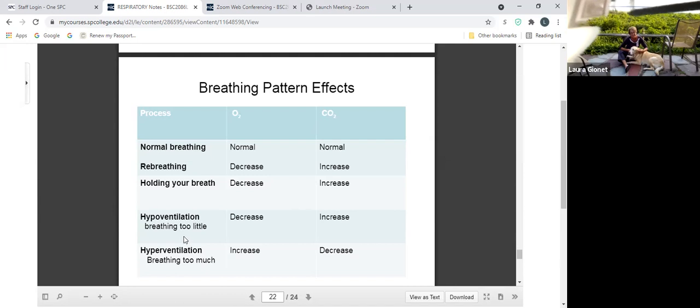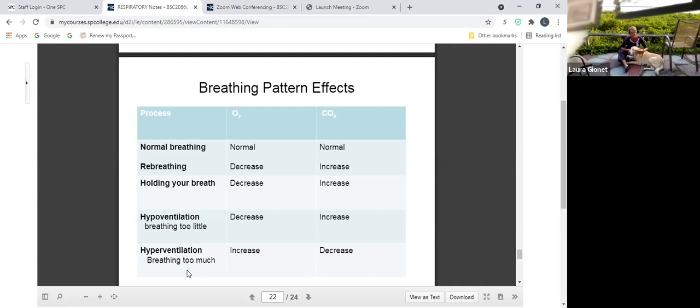Hypoventilation means you're breathing too little. All we're saying is that normal respiratory rates are 12 to 20 respirations per minute. If these cycles of respiration and gas exchange are less than 12 per minute, then the carbon dioxide has opportunity to back up into your bloodstream. So oxygen levels decrease and carbon dioxide levels increase.